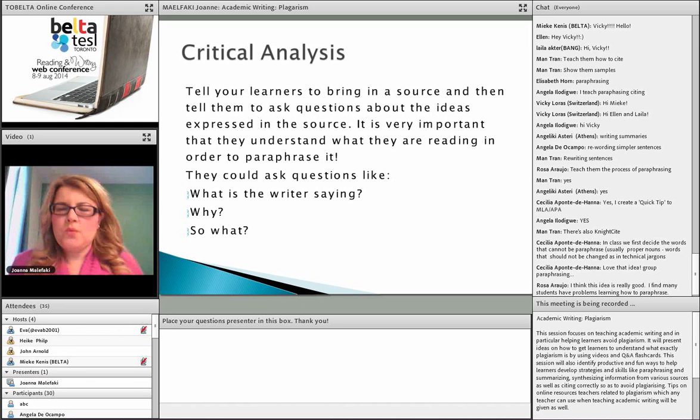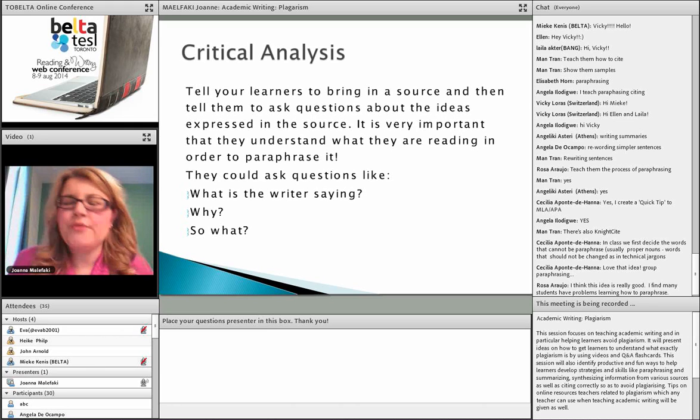So when you want to help your learners with a research project, you ask them to bring your sources into class, and then get them to annotate them and say, why am I using this source? What does this source say? What does it mean? And then, once they know why they are using something, once they really understand the information in the source they want to use, maybe then it's easier for them to, you know, summarize it, paraphrase it, and use it in a text.